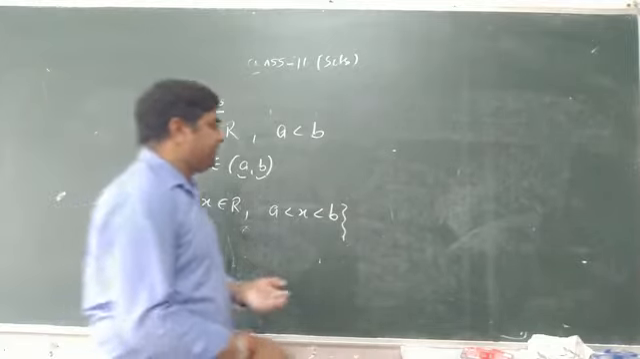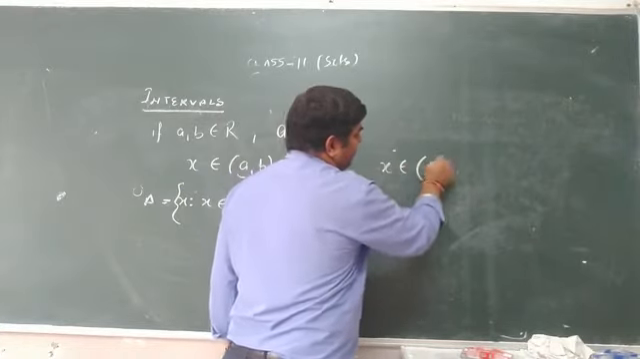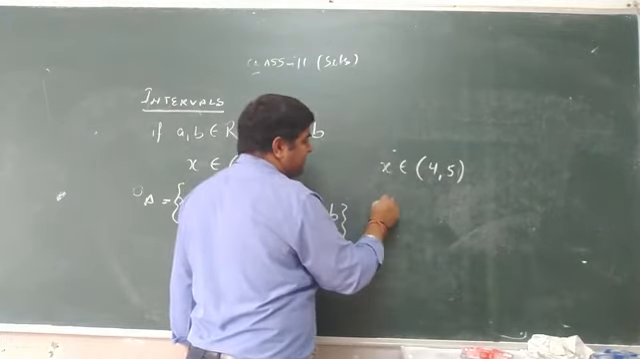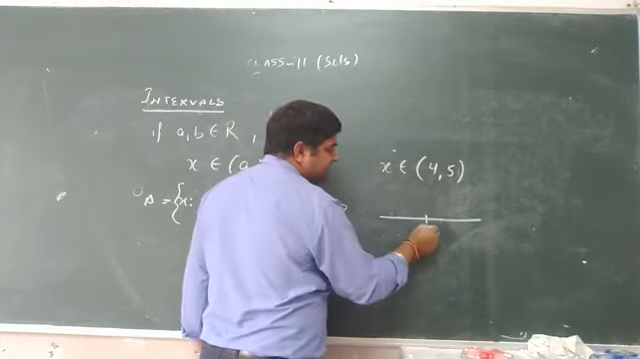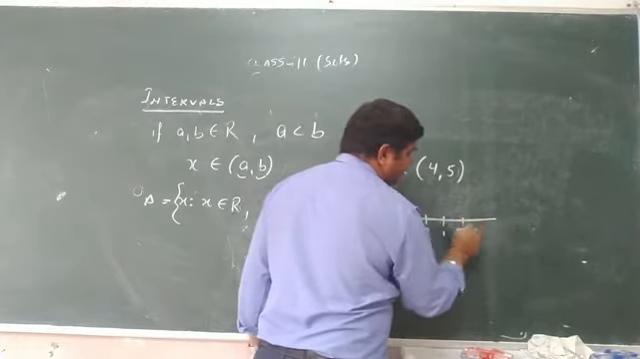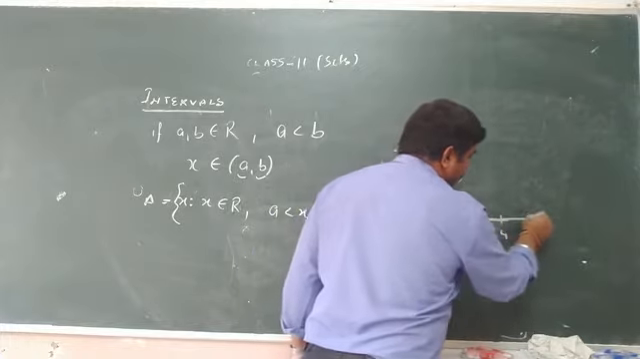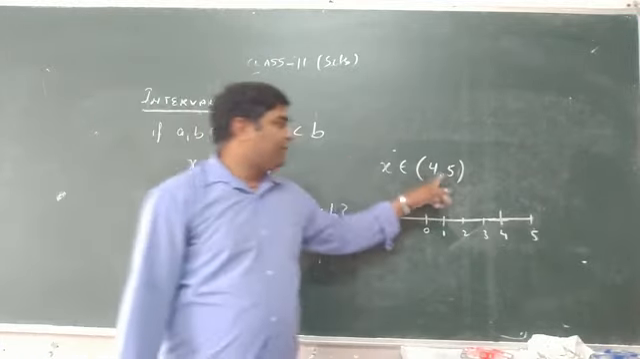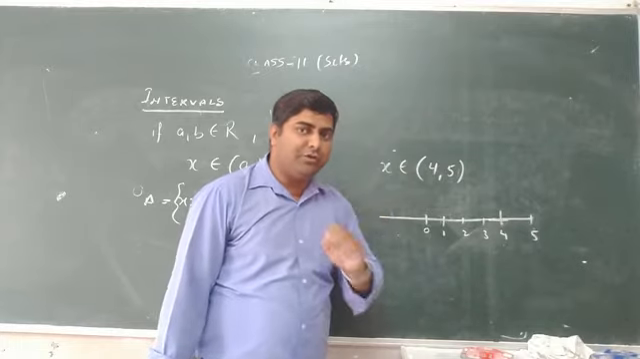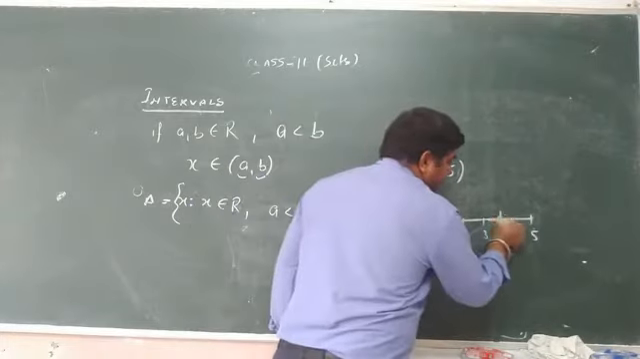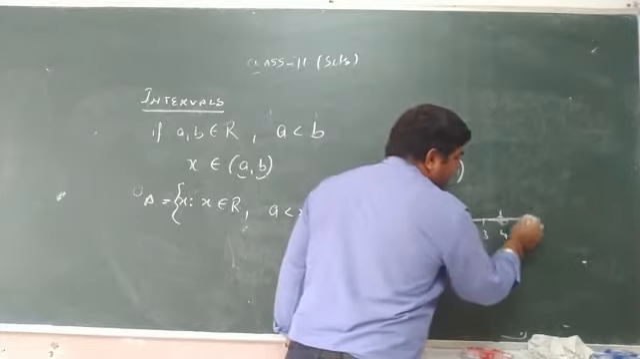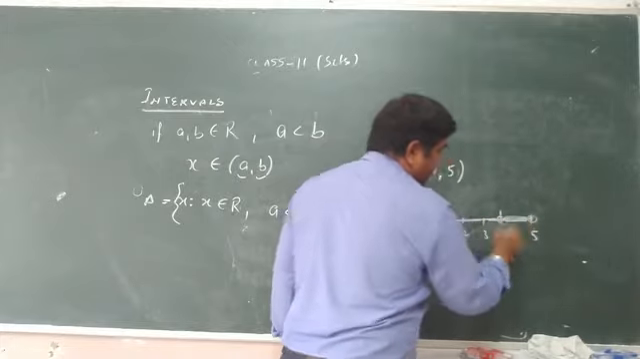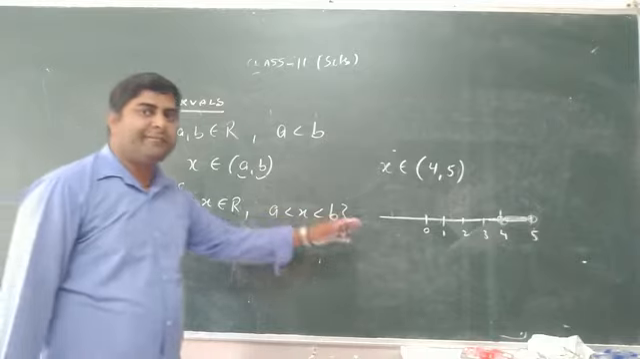Let us take a general example. We say X belongs to (4, 5) and X belongs to real numbers. So on a number line, if this is 0, this is 1, 2, 3, 4 and this is 5. Keep in mind, X lies between 4 and 5. It means X is not equal to 4 and X is also not equal to 5. It lies in between 4 and 5. So these are the points where X lies. That is the way to represent it.